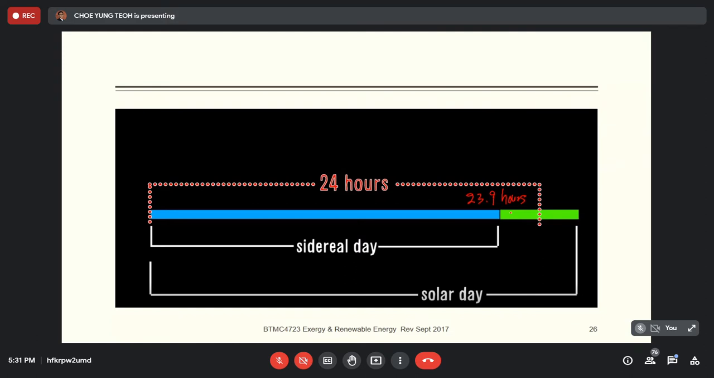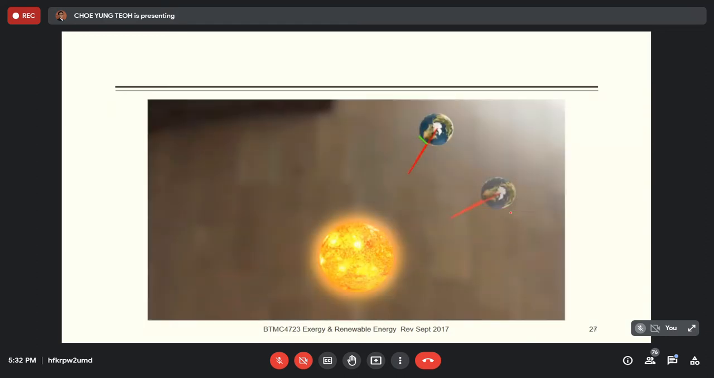We know that at solar noon, the shadow must be on the south or north. So I take the time, and then the next day I do the same thing until the shadow falls on the north or south. Then I know that this is the day length. So from one day's noon to the second day's noon, we call it a solar day, and this is approximately 24 hours. But why not exactly 24 hours? So you look at this.